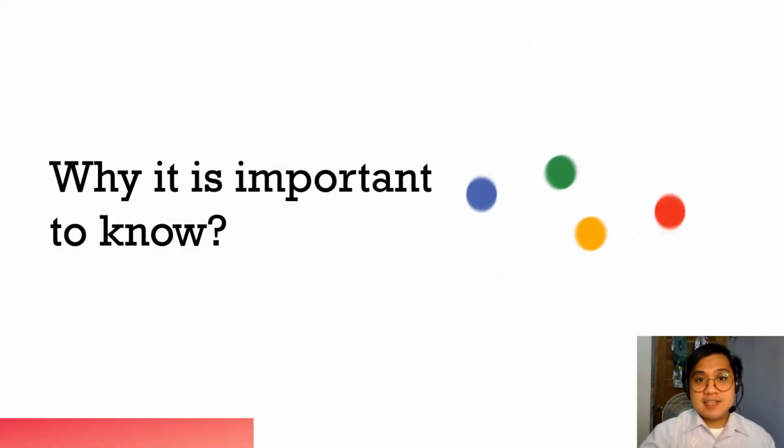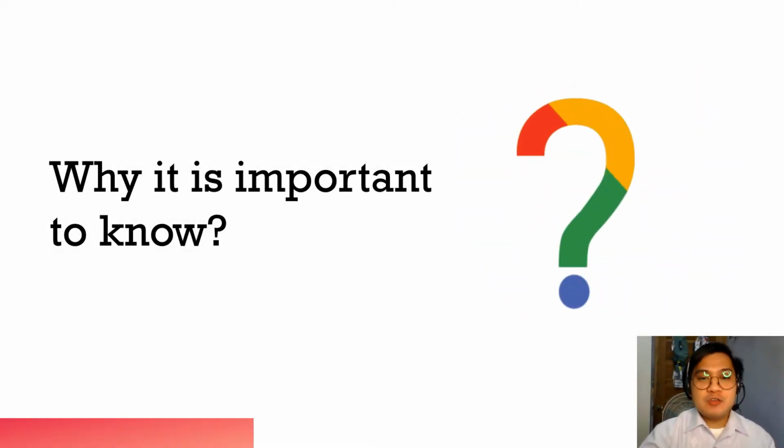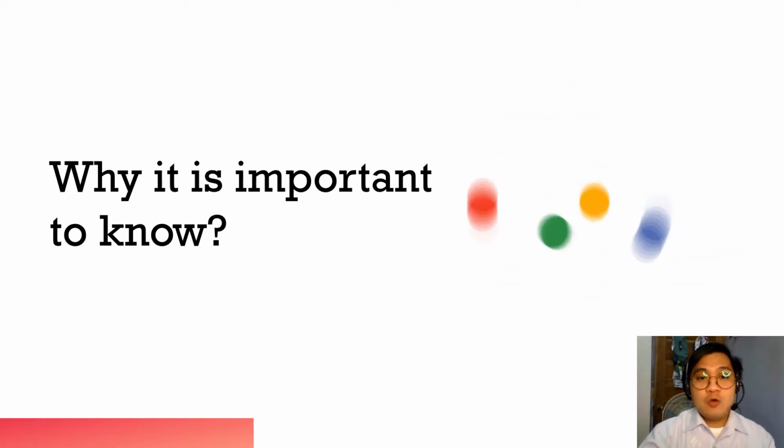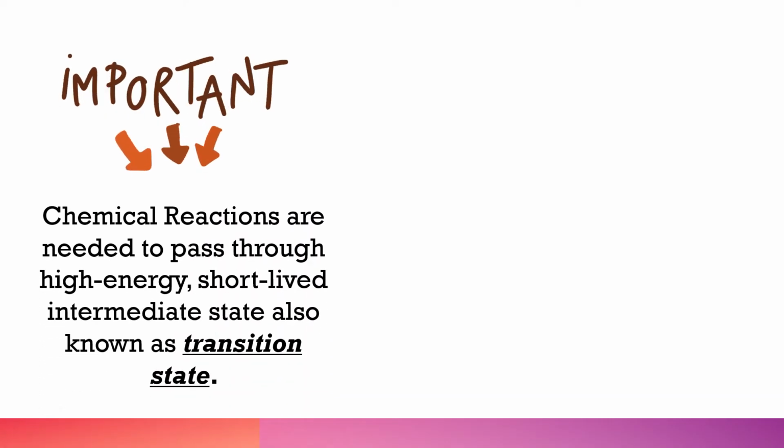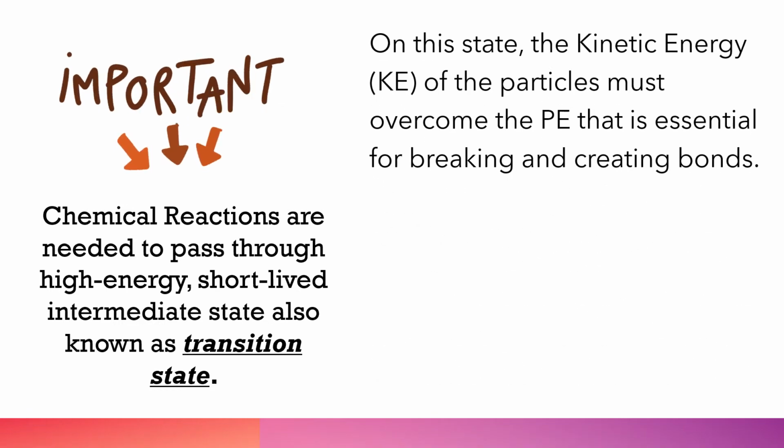Now, let's have the second guide question. After knowing the meaning of collision theory, why is it important to know? Remember that chemical reactions need to pass through a high energy, short-lived intermediate state, also known as the transition state. In this state, the kinetic energy or KE of the particles must overcome the PE or the potential energy. This is essential for breaking and creating bonds.